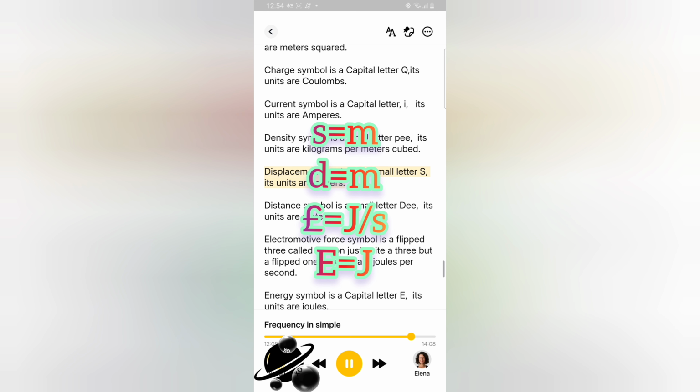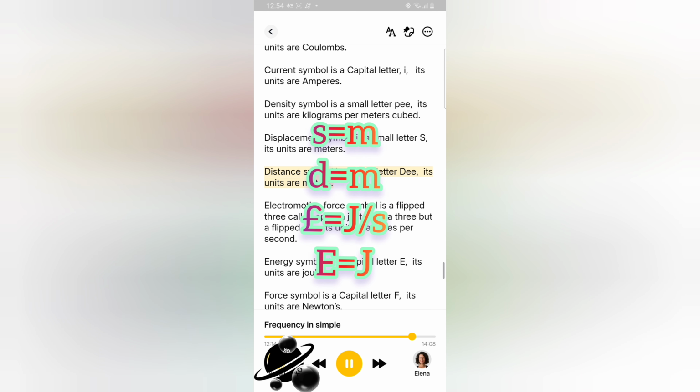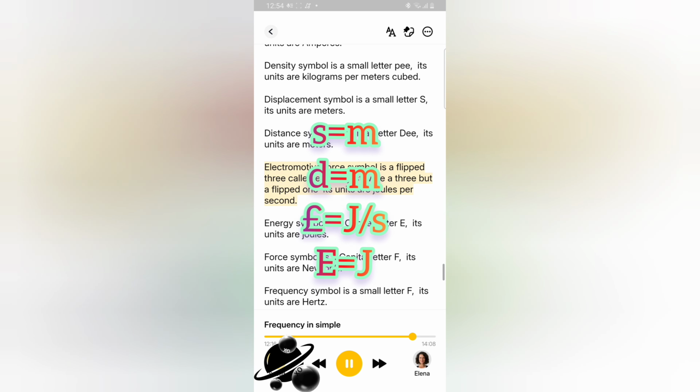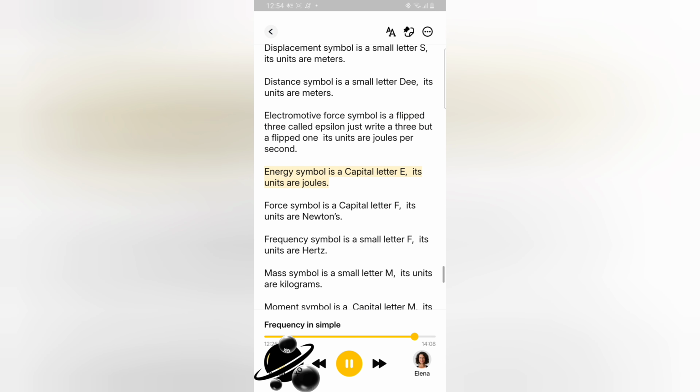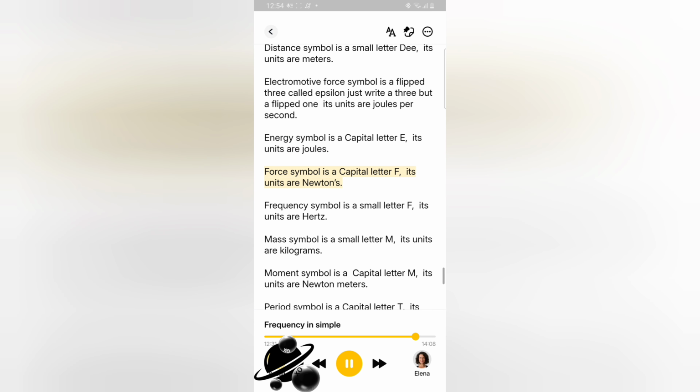Displacement symbol is a small letter s. Its units are meters. Distance symbol is a small letter d. Its units are meters. Electromotive force symbol is a flipped 3 called epsilon. Just write a 3, but a flipped one. Its units are joules per second. Energy symbol is a capital letter E. Its units are joules. Force symbol is a capital letter F.